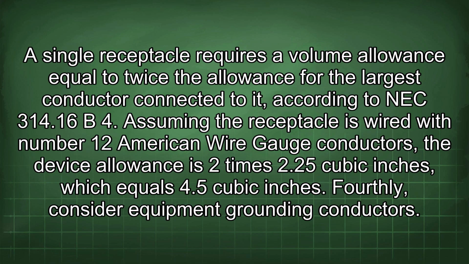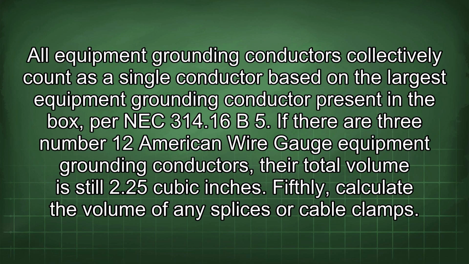Fourthly, consider equipment grounding conductors. All equipment grounding conductors collectively count as a single conductor based on the largest equipment grounding conductor present in the box, per NEC 314.16(B)(5). If there are 3 number 12 American wire gauge equipment grounding conductors, their total volume is still 2.25 cubic inches.